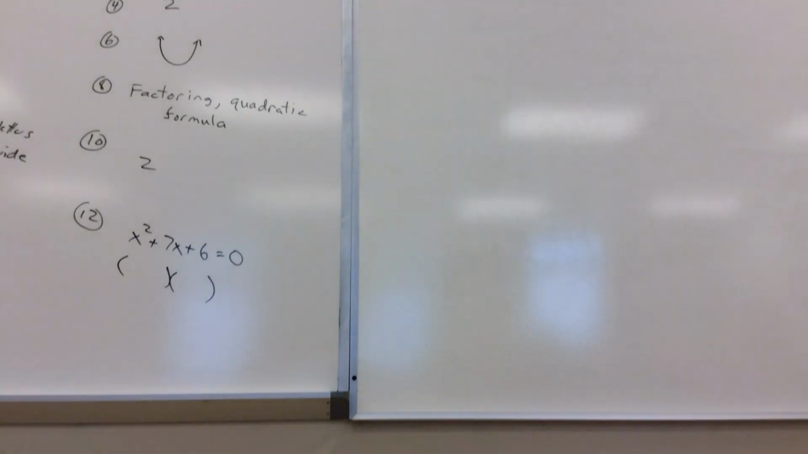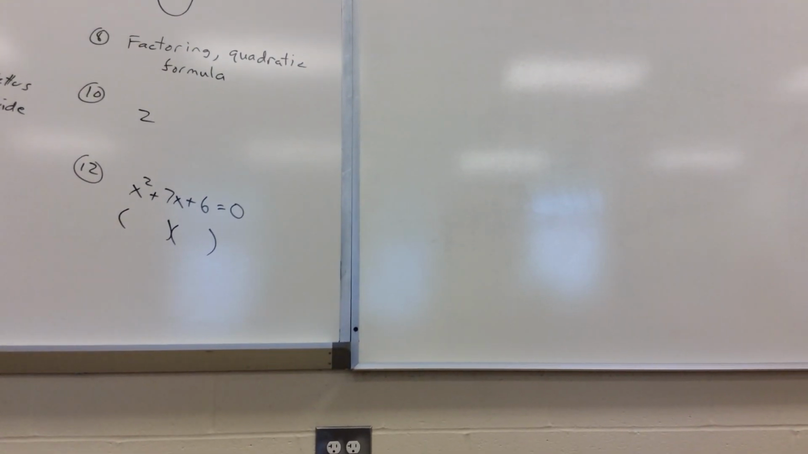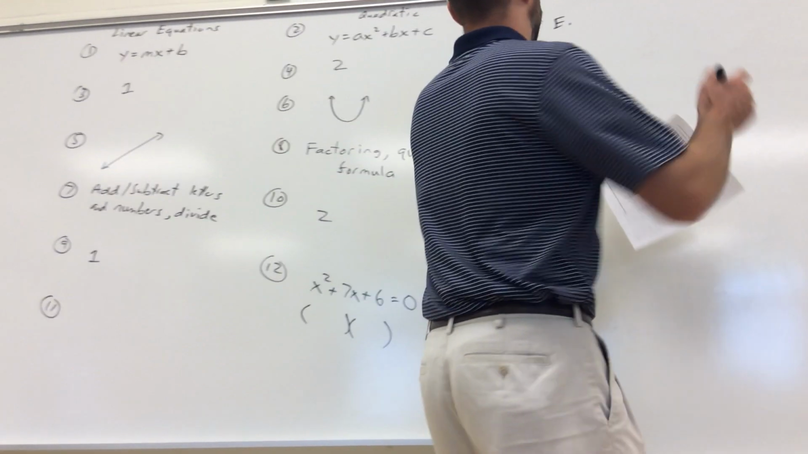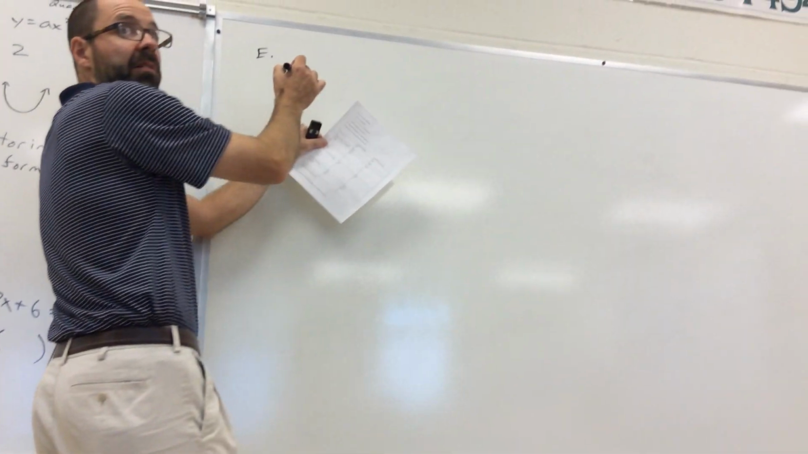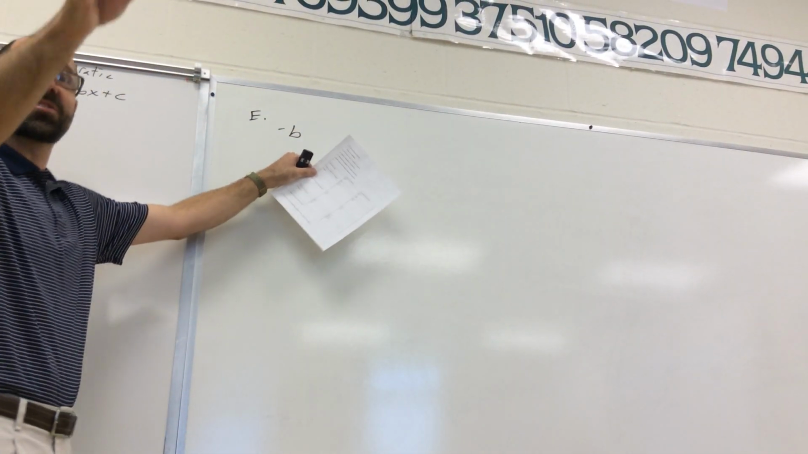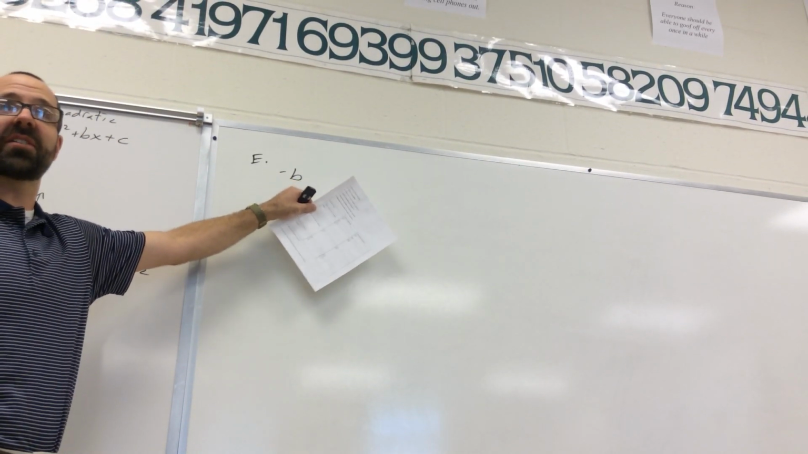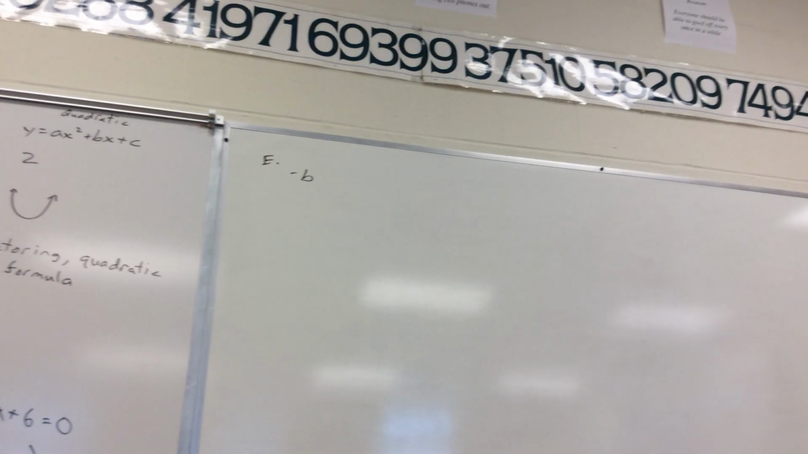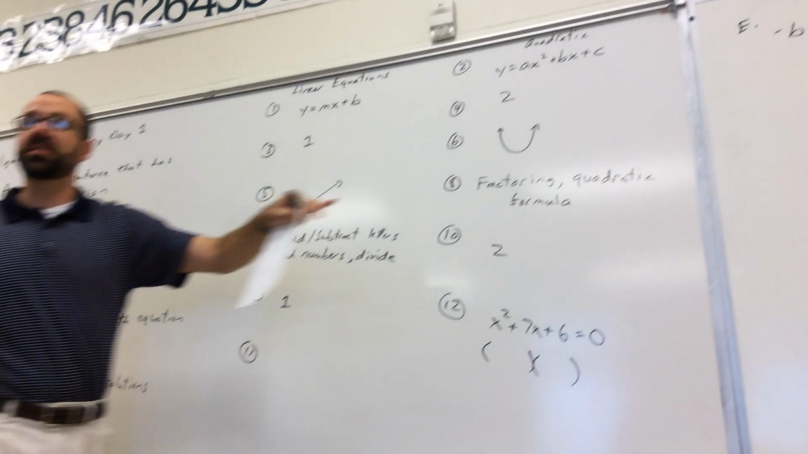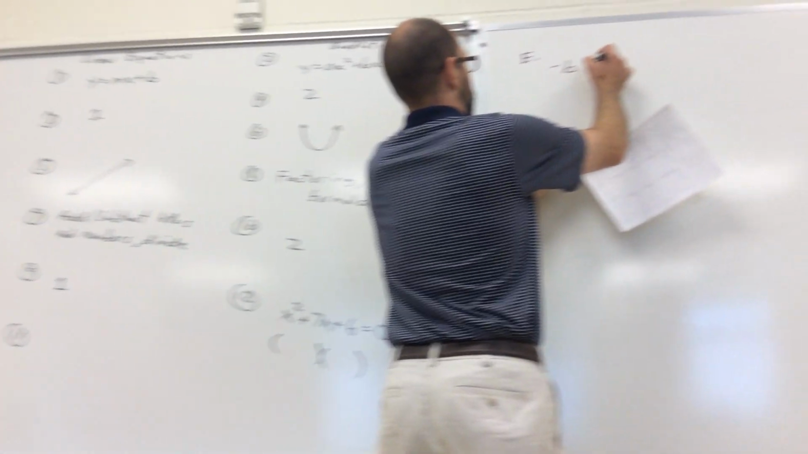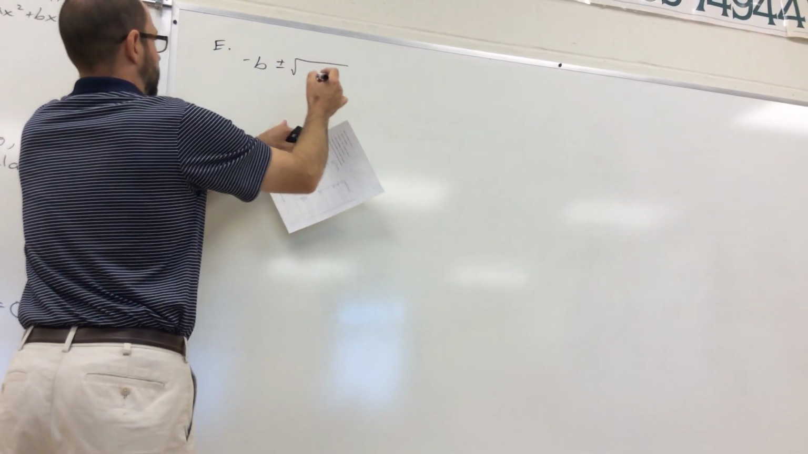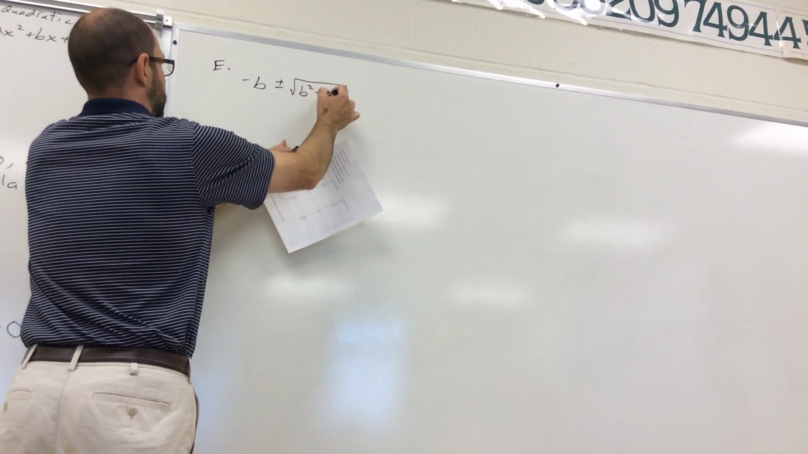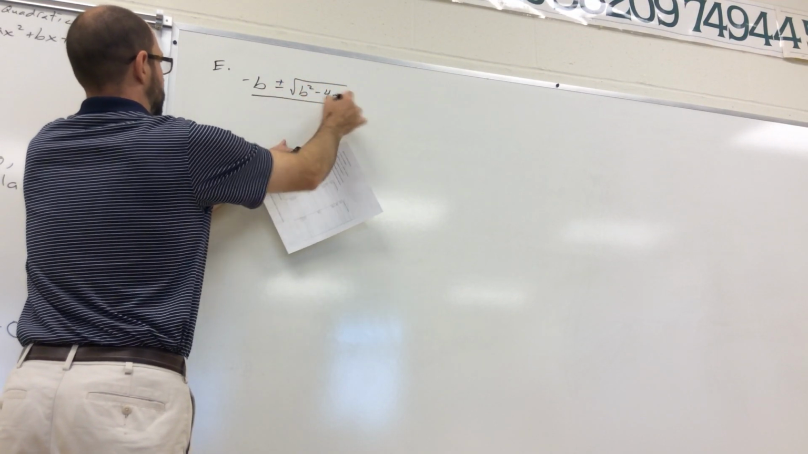Seems like some people are thinking a little bit. Kylie, what do you got? Good. Okay, you got us started. That's awesome. Thank you. So she's right. It starts out opposite of B, and then Alec, what's next? Plus or minus the square root of b squared minus 4ac all over 2a. Awesome.